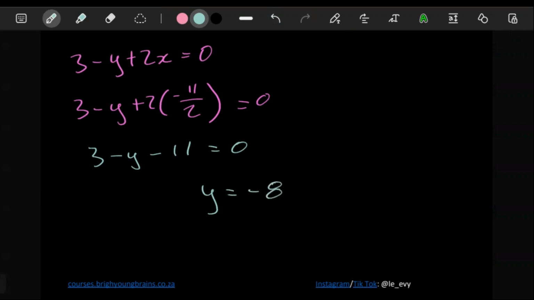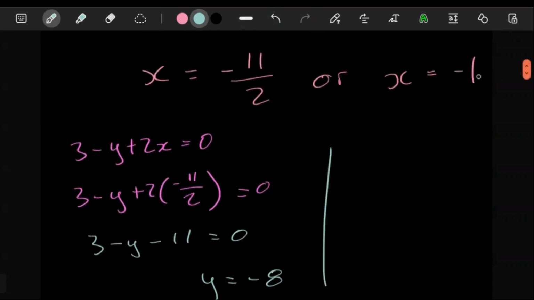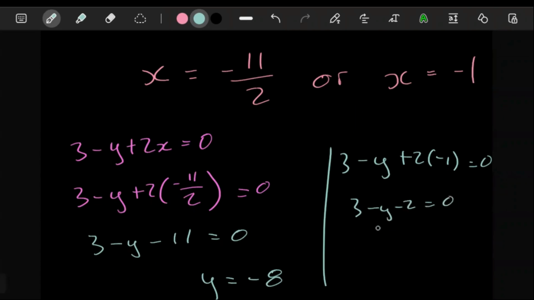Yeah, y is going to be negative 8. The other y value, you're going to throw, remember, negative 1 over there, right? So it's going to be 3 minus y plus 2 times negative 1 here. And then this is what? 3 minus y minus 2. And this is like y goes over. y is a positive 1. So, yeah, those are the answers that we're getting.